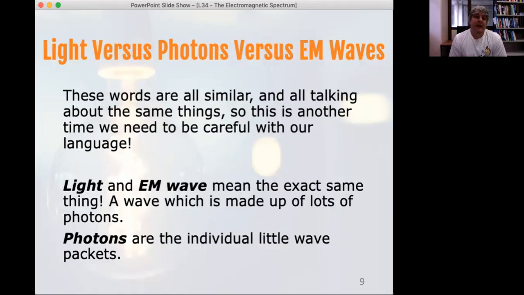The words light and photon are kind of interchangeable. We do want to be careful with our language. So light and electromagnetic wave mean the exact same thing. So if you're talking about light, you are talking about some kind of electromagnetic wave. Photon is the individual little wave packets.